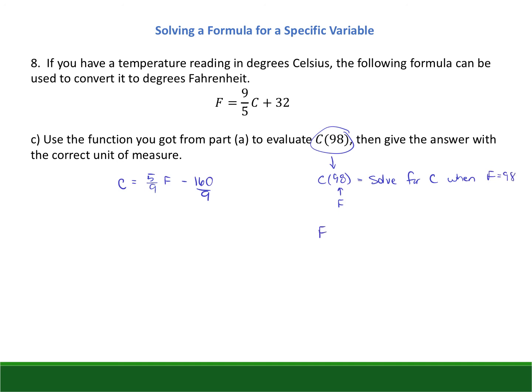So if we've got 98 degrees Fahrenheit, I want to know how many degrees Celsius is that. So we can substitute it into the equation. Where we see F, we can substitute in 98 degrees, and then we can solve this equation to see what 98 degrees is in Celsius. If we do the math correctly, you should end up with 36.67 degrees Celsius.